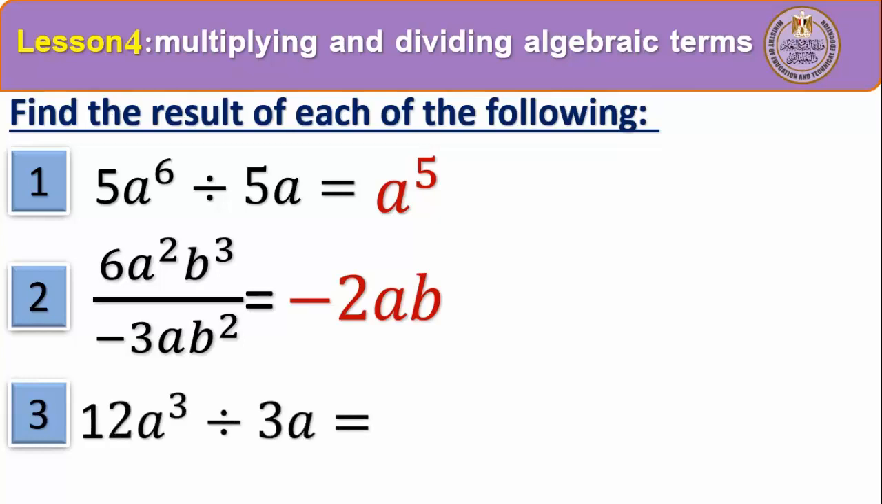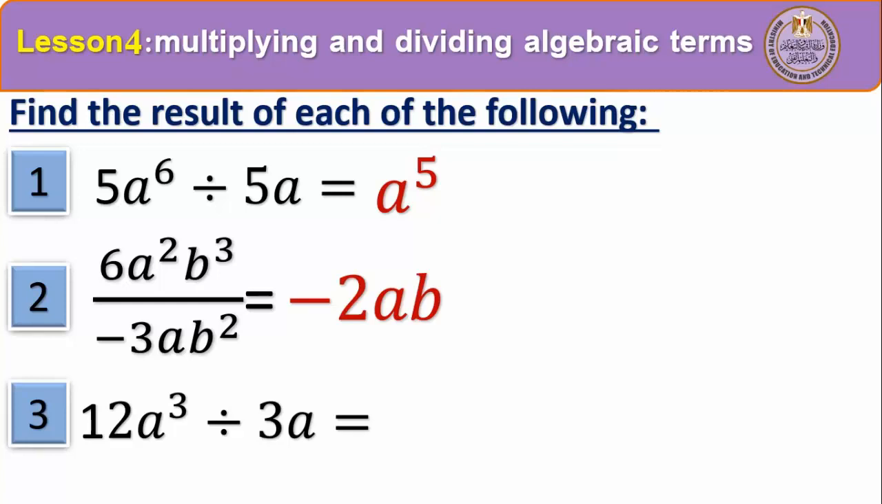Now, my dears, we have to divide 12a^3 by 3a. Firstly, as you know, we must divide the coefficients using the signs rule. 12 divided by 3 equals 4. What about the symbols? When dividing the symbols, take care that the indices of like bases should be subtracted. Here we have a as a like base, so we will subtract the indices.